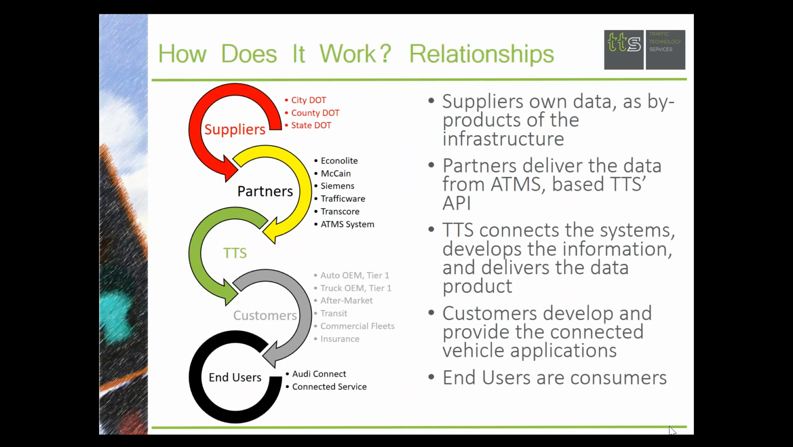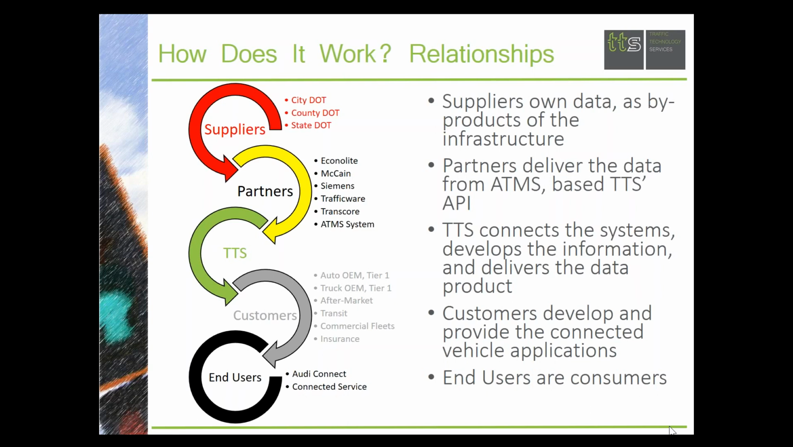Here's kind of just a relationship diagram that shows how each player, where they fall. Like the city, the county, or the state DOT, they provide the traffic information, the map data, as well as the real-time information. It's a small data feed that provides from each signal when it's about to change. It takes about a week or so for the system to kind of learn the operations.